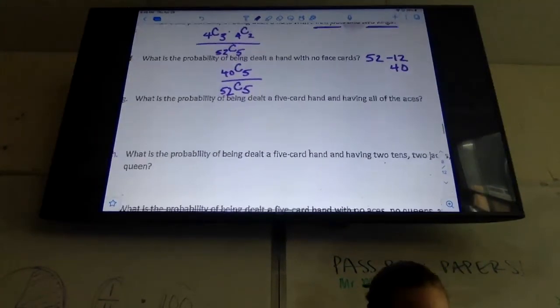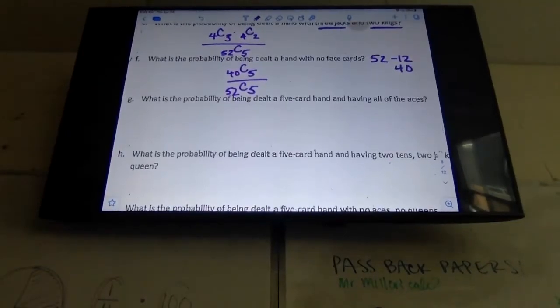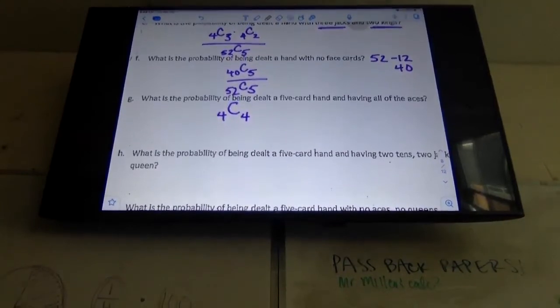Okay. Doing okay so far? All right, letter G says, what's the probability of being dealt a 5-card hand and having all of the aces? How many aces are there? 4, and how many do I want? Can I have 5 though? Nah, never. How many can I have? 4. Another little hint: if you find yourself trying to write a bigger number for the second one, it's wrong. The bigger number is always first because that's the total, and then the next one is how many I want. This time it just happens that there are 4 and I want all 4.